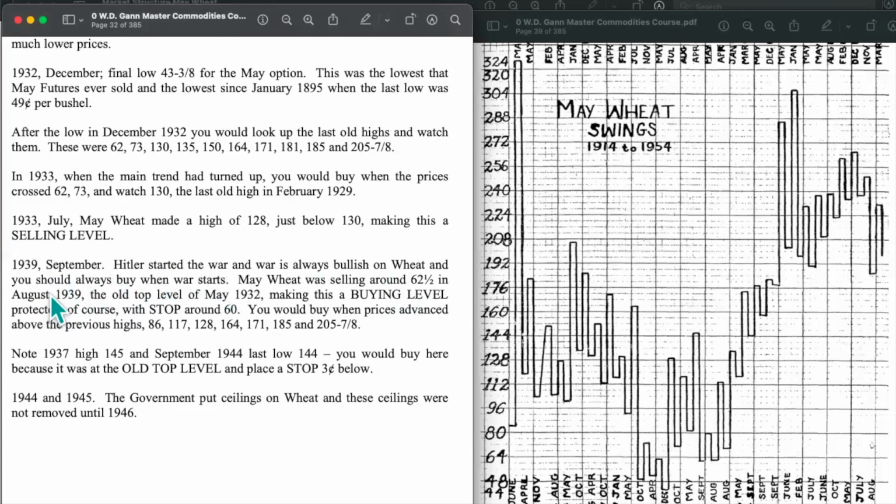From this low, in September onwards, the prices started moving. So in 1939, we had a low of 62 and a half. And before this, in 1937, we had a high of 145. So we have two figures, 145 and a low of 62 and a half. Let's try to plot this on the chart.